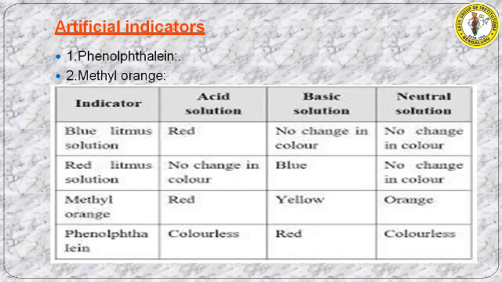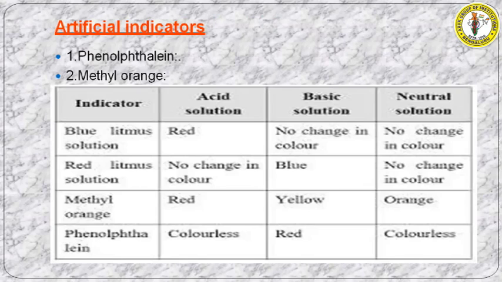Next will be artificial indicators. Here they have given methyl orange and phenolphthalein. So what happens when methyl orange is added to acid? When methyl orange is added to acid, it will change its color to red. Similarly, methyl orange added to base will change its color to yellow. And what happens in neutral solution? When methyl orange is added to neutral solution, it will change into orange. Okay? Yes or no? Yes.